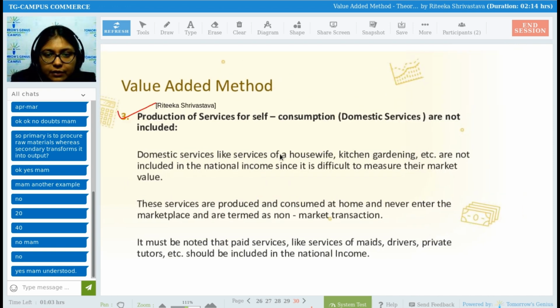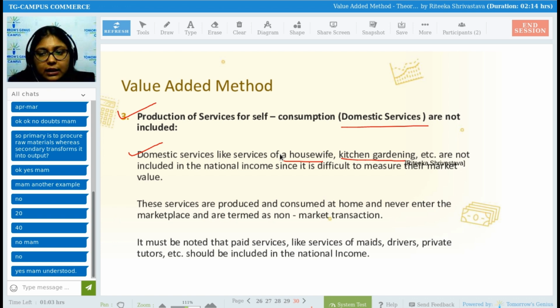Third precaution. Production of service for self-consumption or domestic services are not included in national income. So domestic services mean what? Services of household, housewives, kitchen gardening, etc. are not included in national income since it is difficult to measure the market value. When our mother cooks food for us, we can't measure it with any value, with any money. It is not possible. We can't measure it with price, value. So that is why all the domestic services are not included in national income.